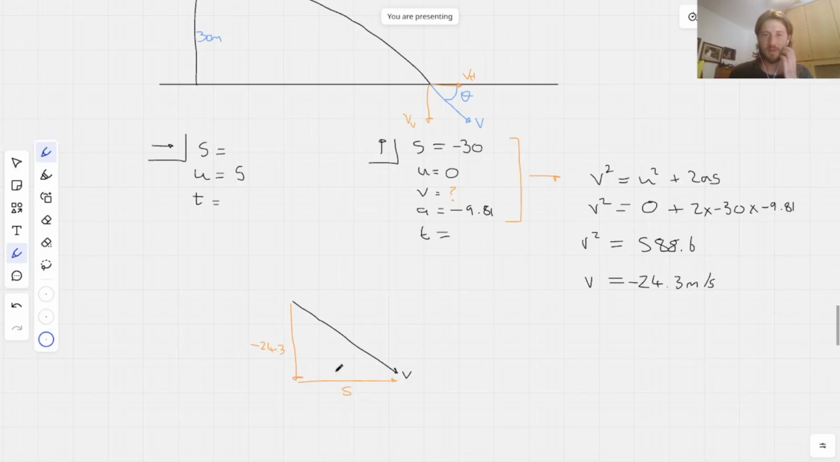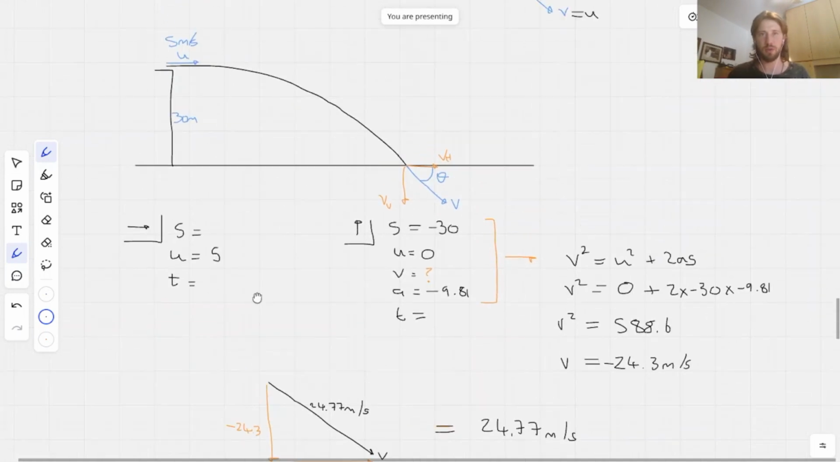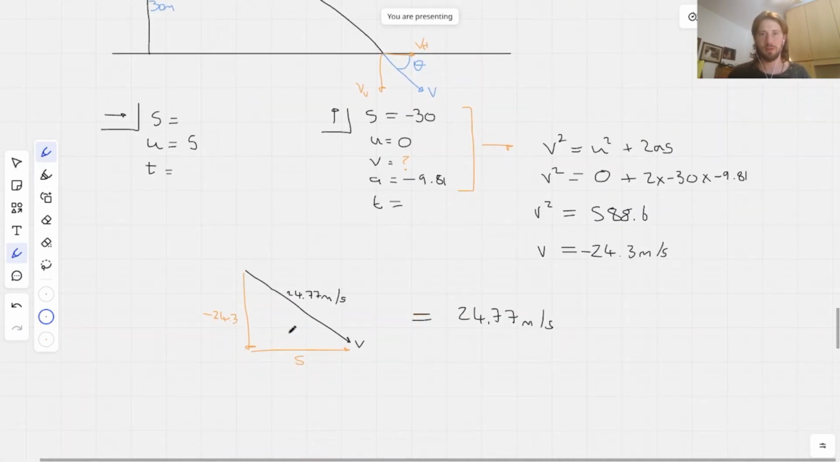Okay. So how do we find that final speed? Well, it's just a matter of Pythagoras. It's a triangle. So we can just do the square root of the sum of the squares of the two. And when you do that, you will get 24.77 meters per second. And that's how fast we're going down here, 24.77 meters per second. Now you might think that's very close. Well, 5 is much less than the amount that we're going down, right? So that would make sense.